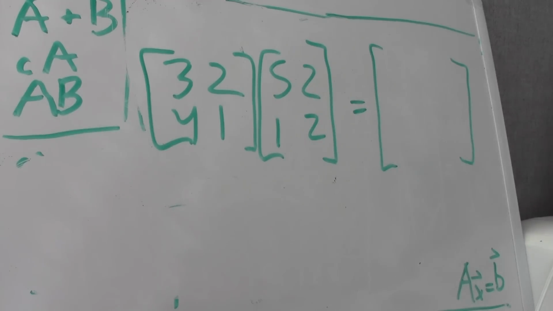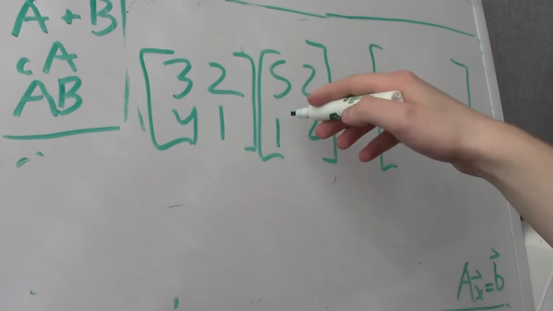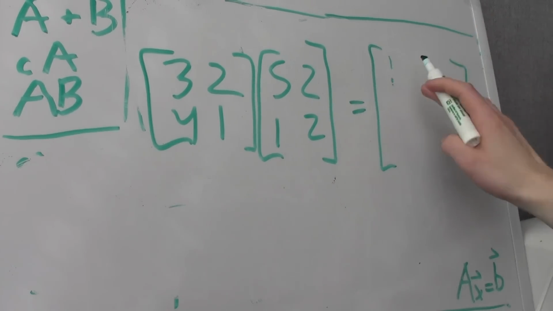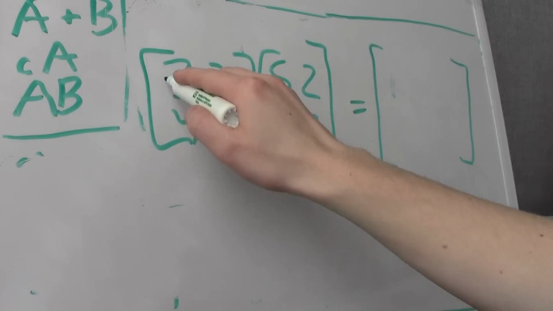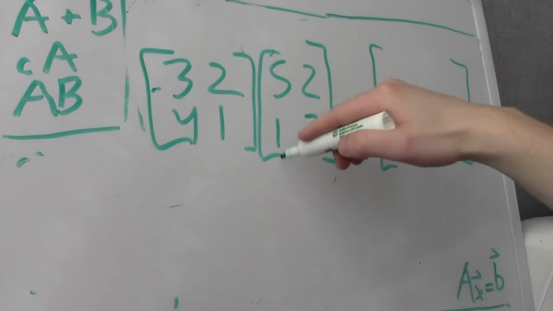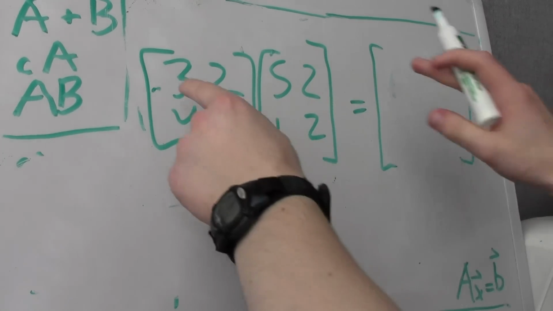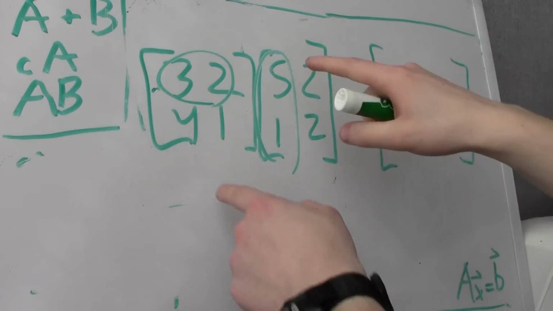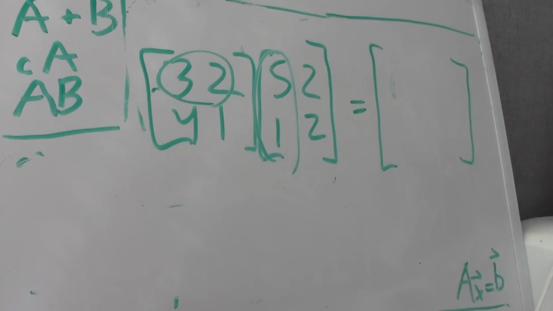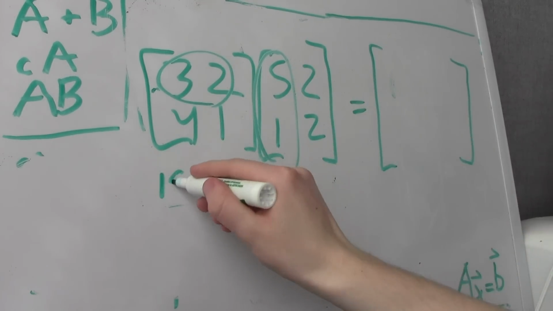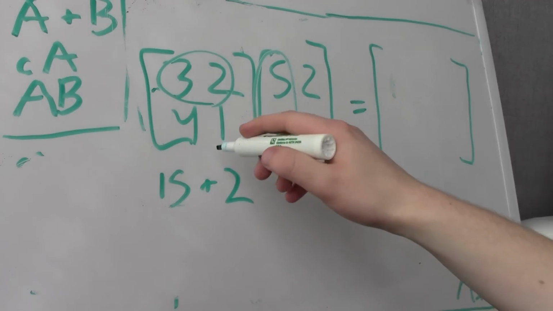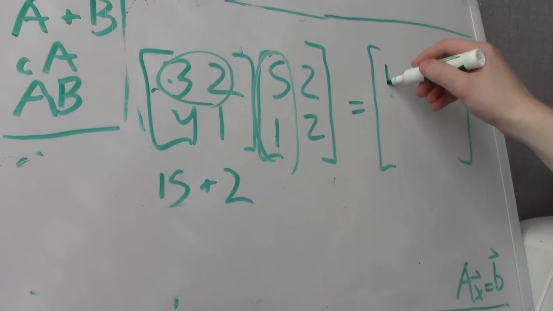Now, what you do to determine each entry is you take the row from the first matrix and the column from the second one. So if I'm trying to find the first row, first column of the answer, I want to find the first row of the first one and the first column of the second one. So in this case, it's this row and this column. Then you multiply each part individually and add the result. So I take 3 times 5, that's 15, plus 2 times 1, that's 2. I add those, and that'll be my first row, first column entry, 17.